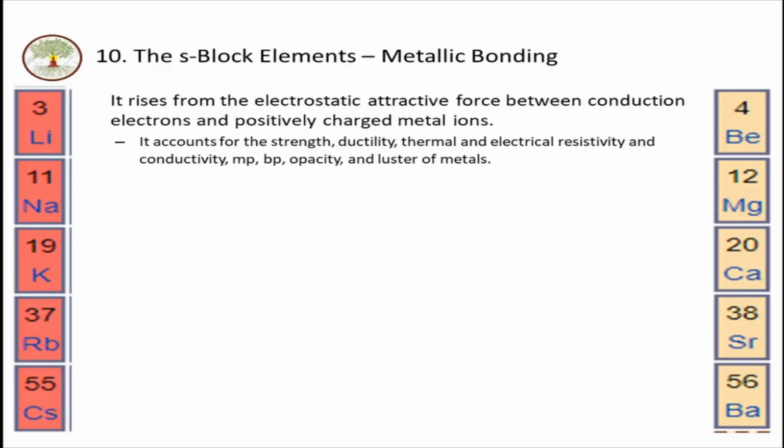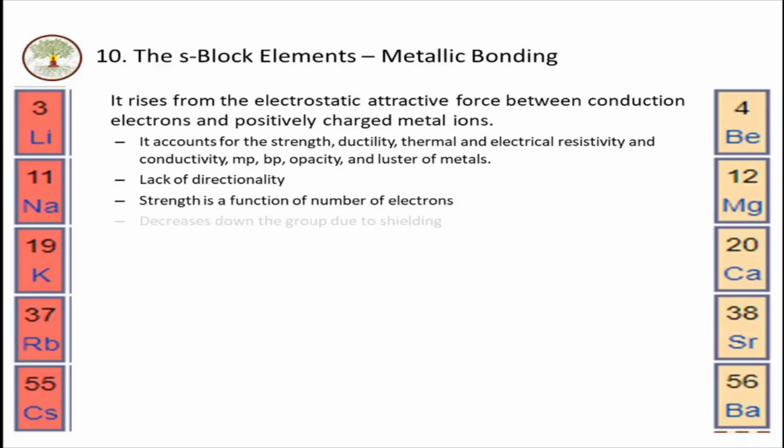Some important points to be noted here is that metallic bonding lacks directionality due to the localization of electrons. The strength of a metallic bond is a function of the number of electrons in the valence shell, and it also depends on the size of atoms and electronic configuration. It decreases down the group due to shielding of effective nuclear charge by the inner orbital electrons.